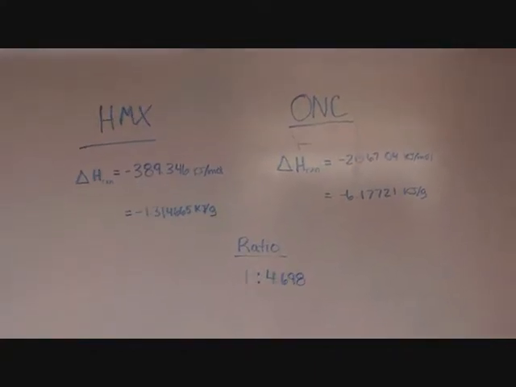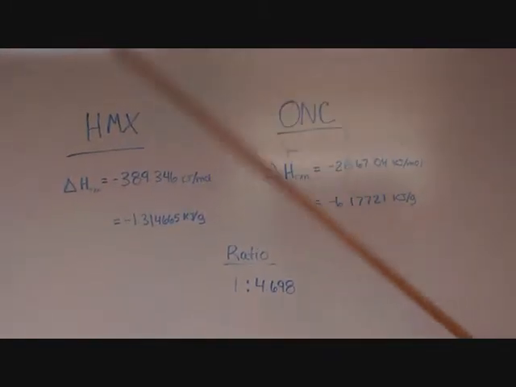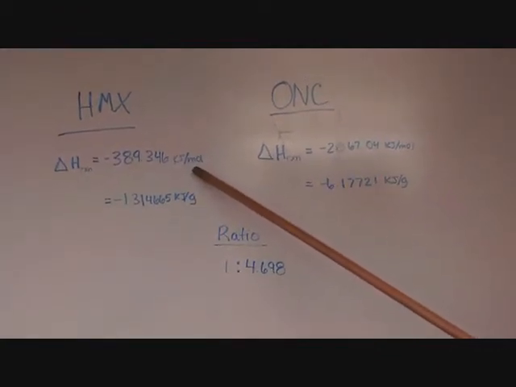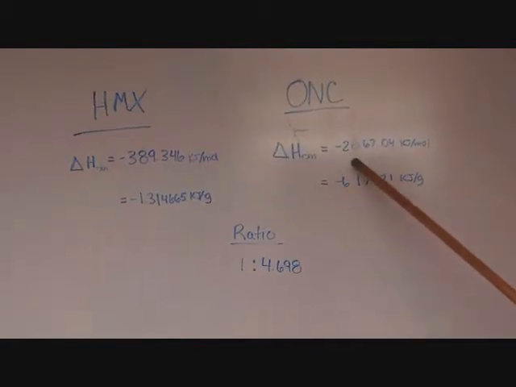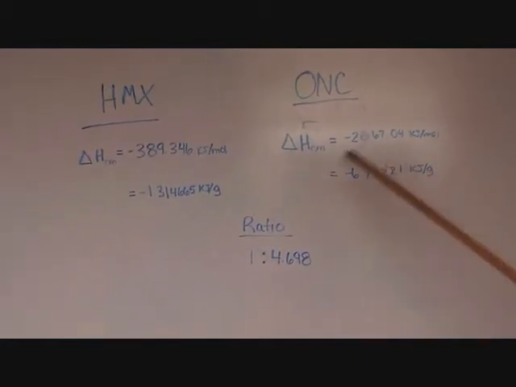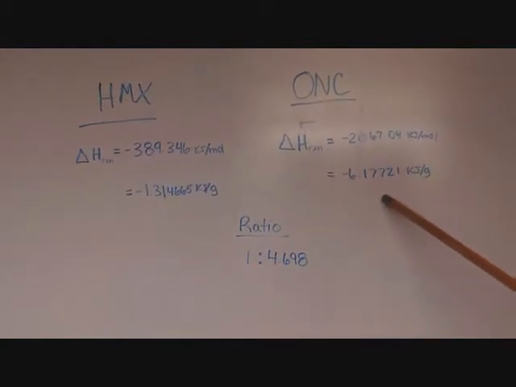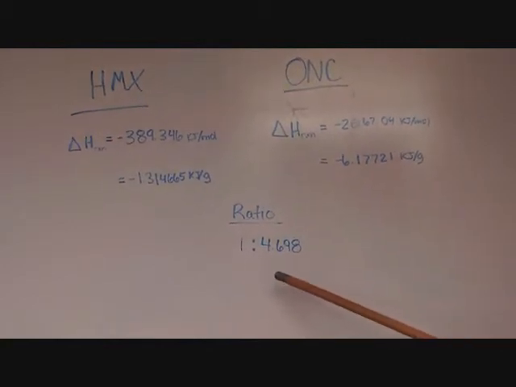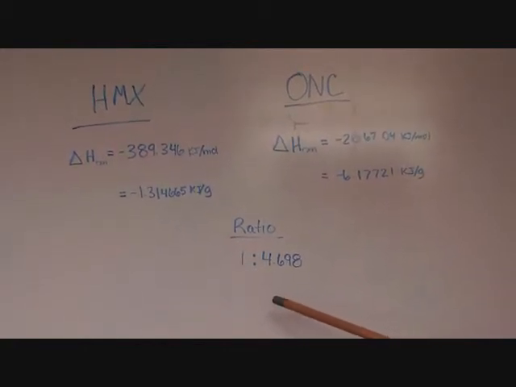In conclusion, the final heat of reaction for HMX using Hess's law and products minus reactants was negative 389.346 kilojoules per mole. This is for the combustion of HMX. For the combustion of octonitrocubane, the final heat of reaction was negative 2,867.04 kilojoules per mole. The conversion to kilojoules per gram is presented directly below. This presents a ratio of 1 to 4.698 when comparing HMX to ONC, which proves that octonitrocubane is much stronger than HMX.